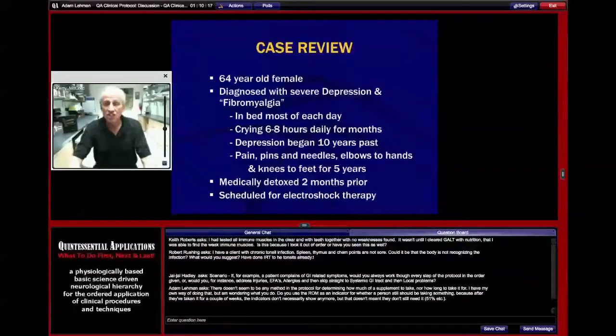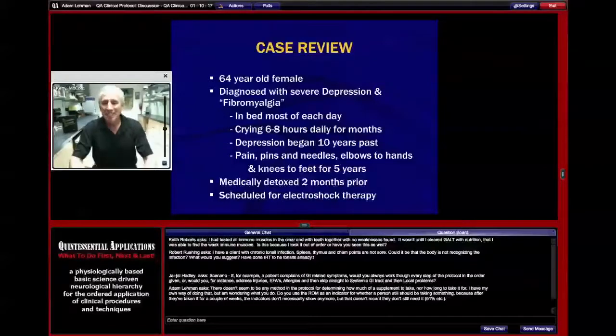I had a 64-year-old female that entered my office diagnosed with severe depression and fibromyalgia. That was the diagnosis. She was in bed most of the day. She cried for 6 to 8 hours daily for months. Her depression had begun 10 years prior. She had pain, pins and needles from elbows to hands and knees to feet for 5 years. Now, that's what they diagnosed as fibromyalgia. You and I probably would have questioned that.